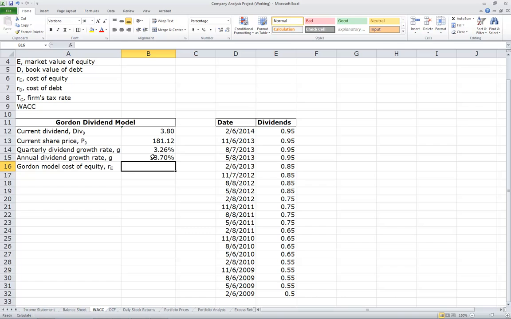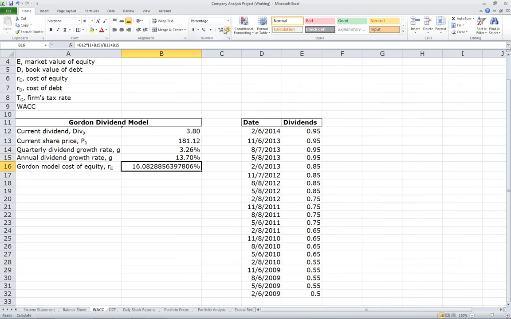So we're going to take the current annual dividend and multiply it by 1 plus the annual growth rate. Sorry, we're taking the current annual dividend times 1 plus the annual growth rate divided by the company's share price, and then we add another period of growth. So we add the annual dividend growth rate again.